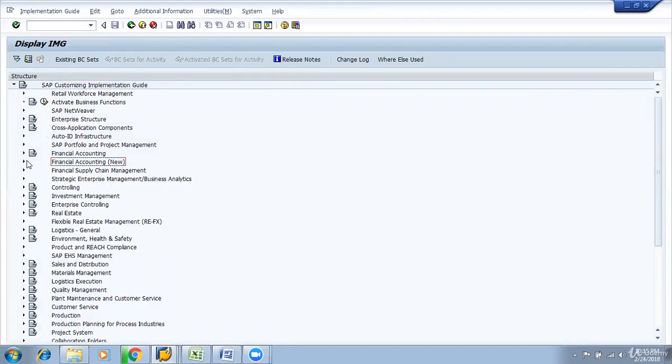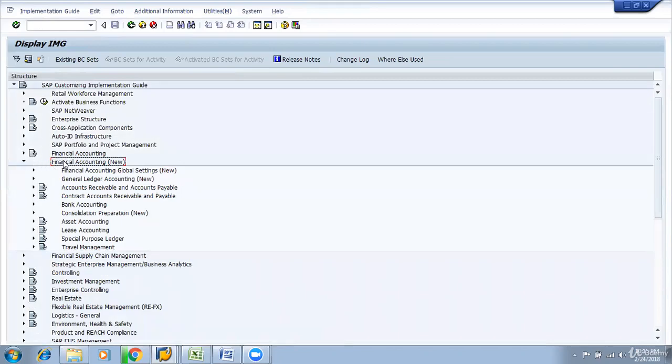So under financial accounting new, as I told you in my previous video, we would be using financial accounting new. I go inside financial accounting new. I see a few more topics here. These are called sub modules in FI. Financial accounting is the main module. Others are sub modules, for example general ledger, accounts receivable, payable, bank accounting, asset accounting.